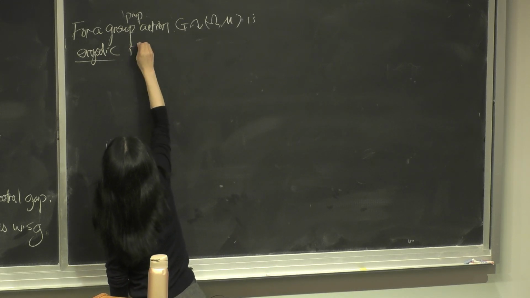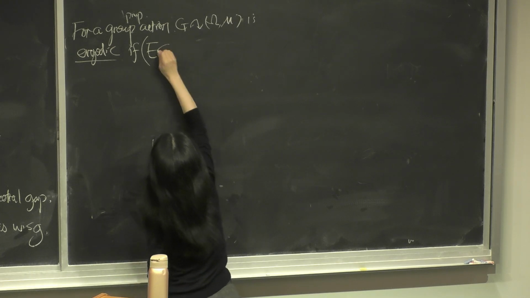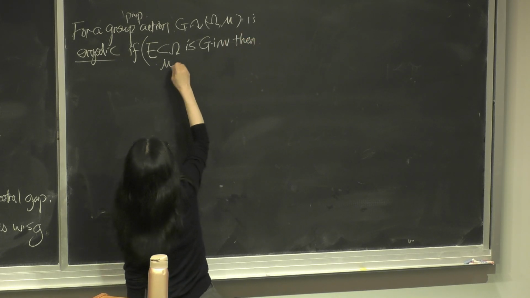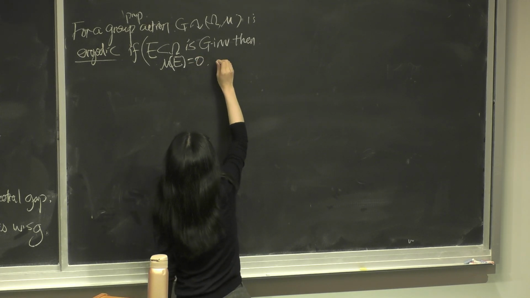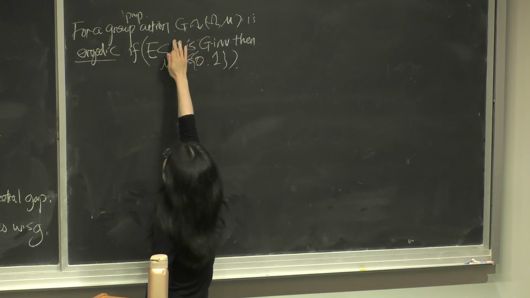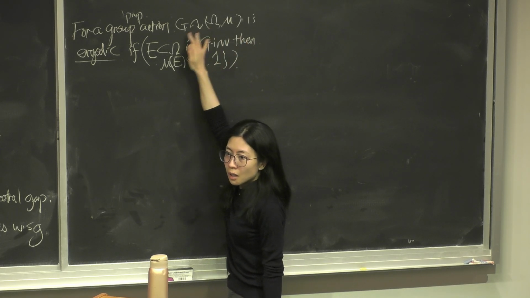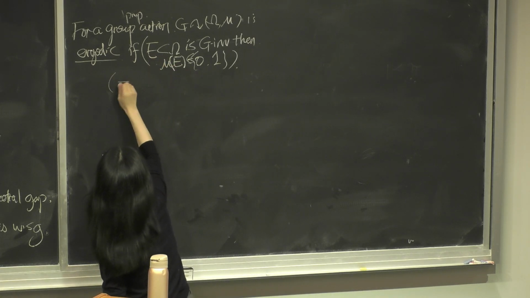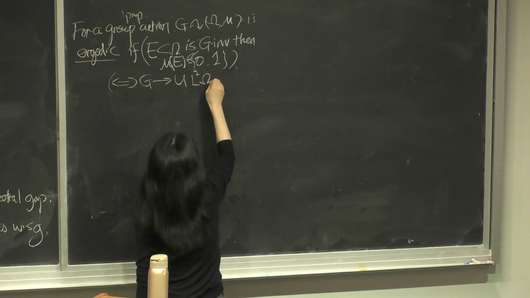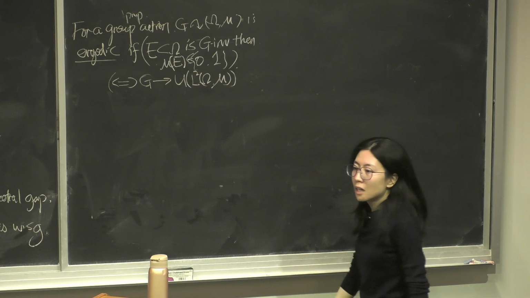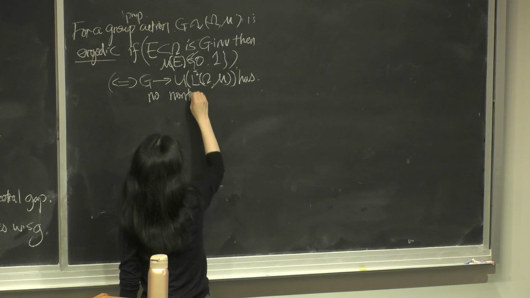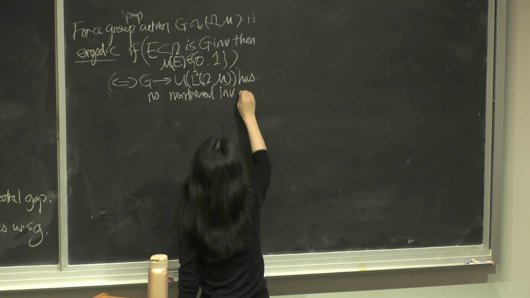So ergodic if E inside omega is G invariant, then it has measure 1 or 0. So you can easily get a representation from action. And this is equivalent to saying that the corresponding representation of G on L2 has no non-trivial invariant vectors.